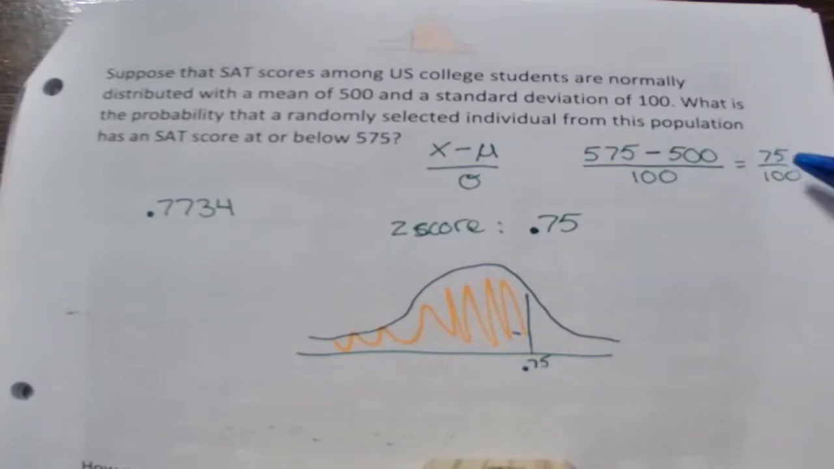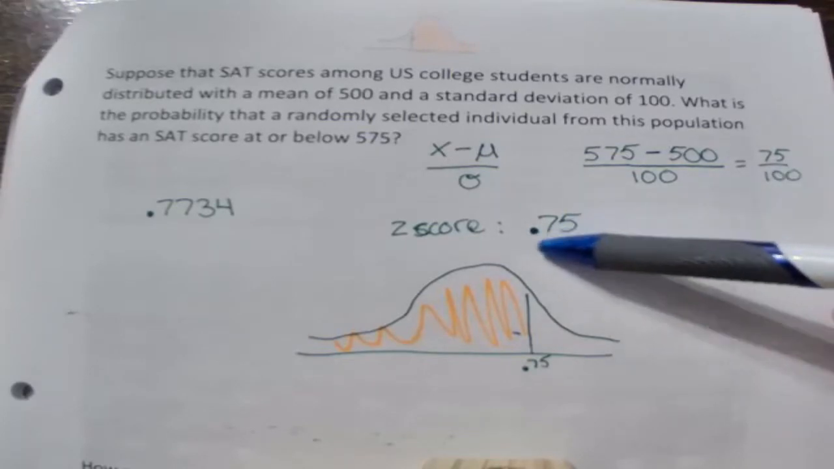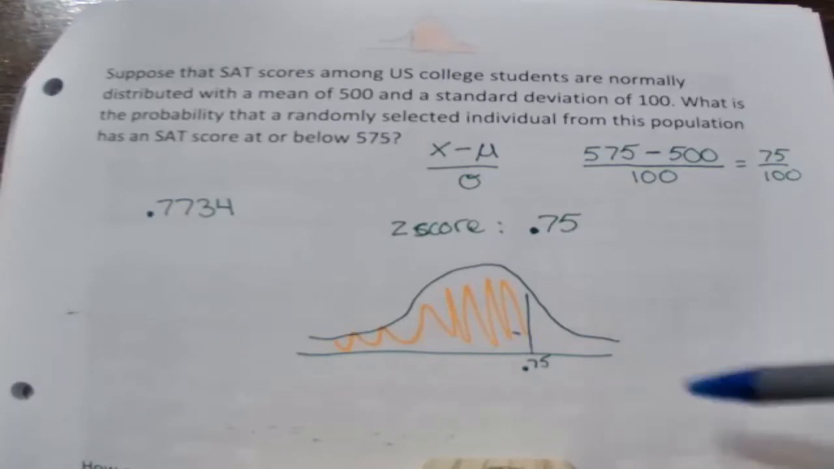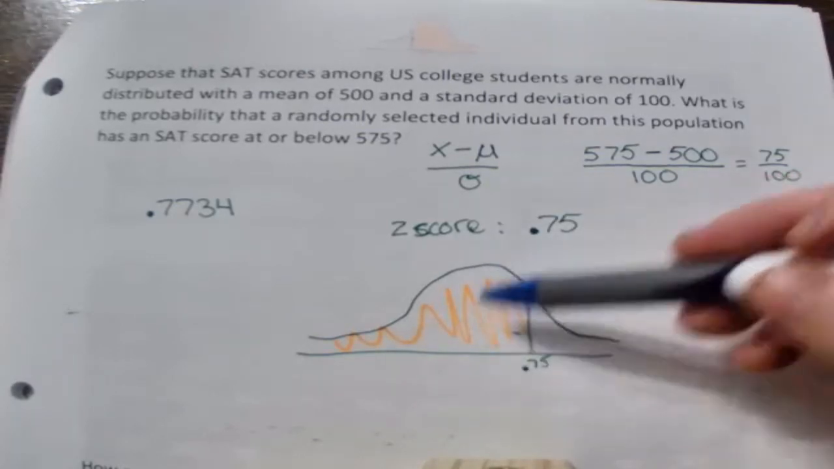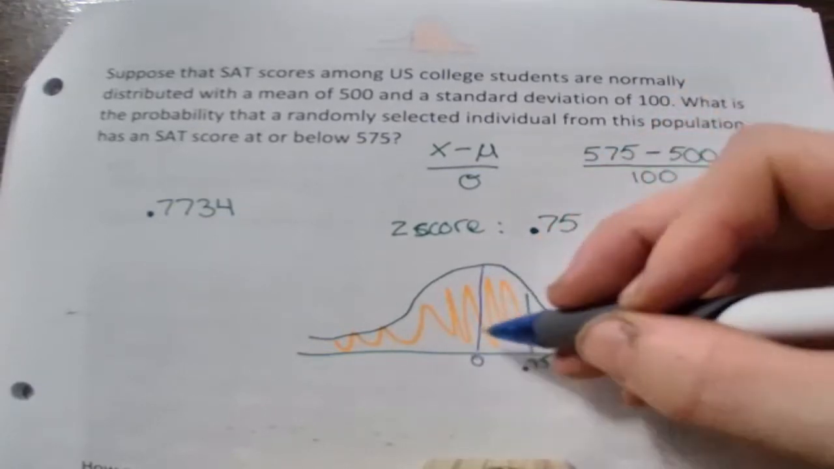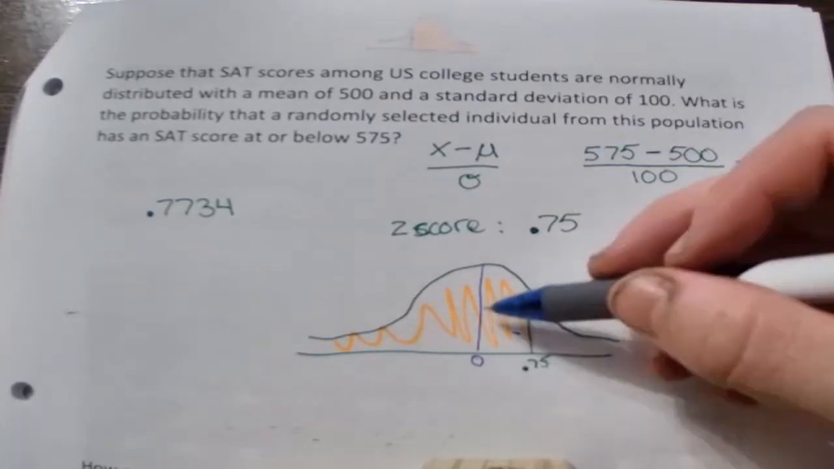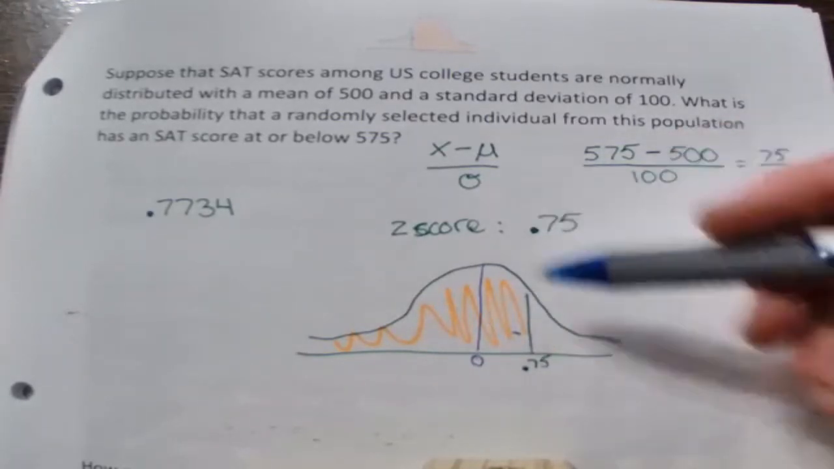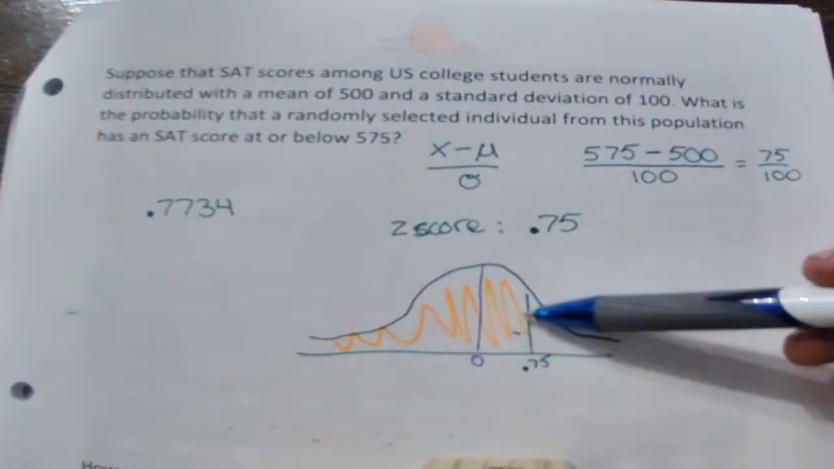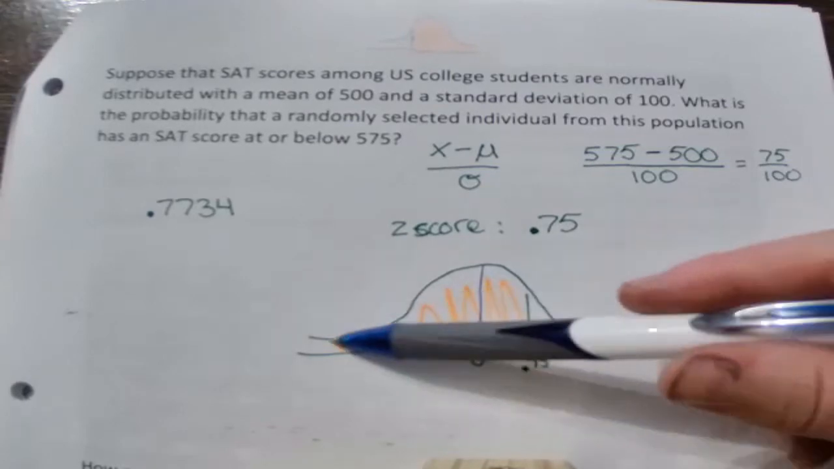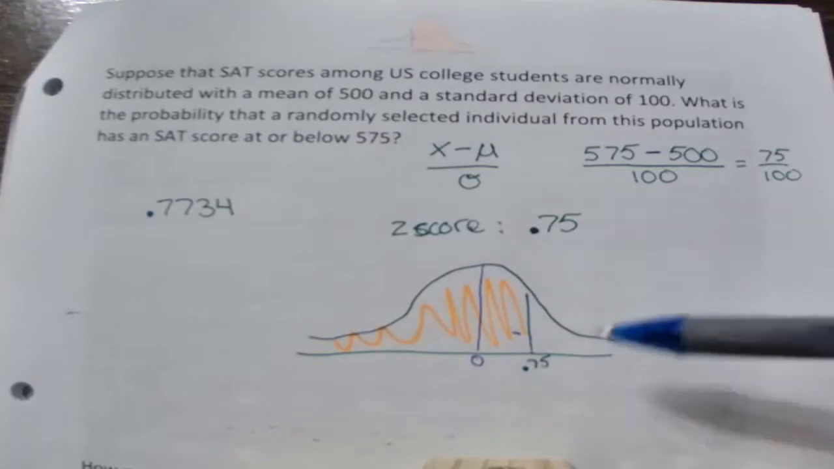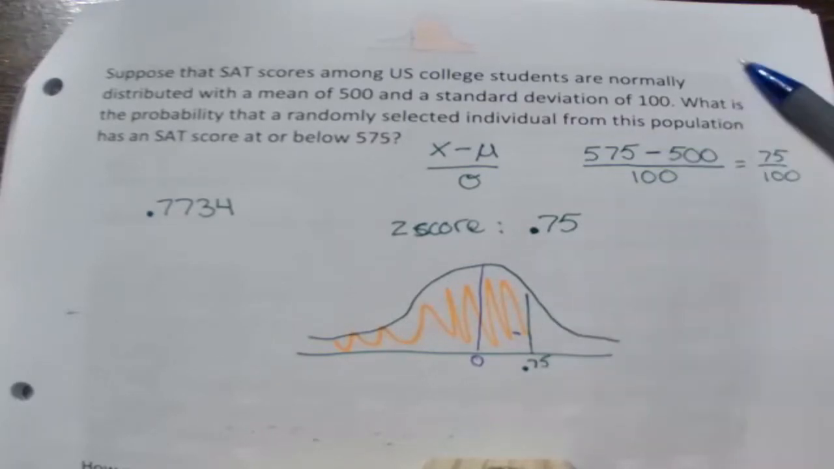So now you have 75 over 100. So you have a z-score of 0.75. So the idea is that if the middle is 0, so remember that the middle is 0. If I'm at 0.75, I'm on the right side. So I am trying to find what percentage, because when you talk about probability, that means percentage. What percentage is to the left of this number? Because we're wanting to find it at or below. So I'm going to show you what to do with the calculator.